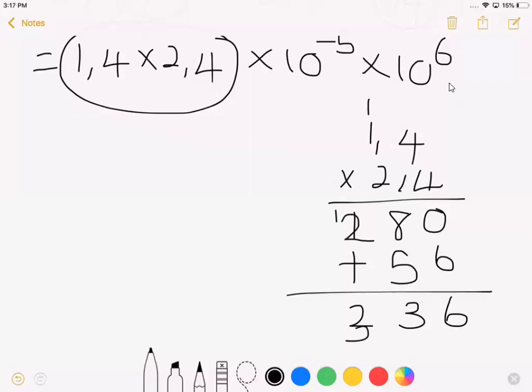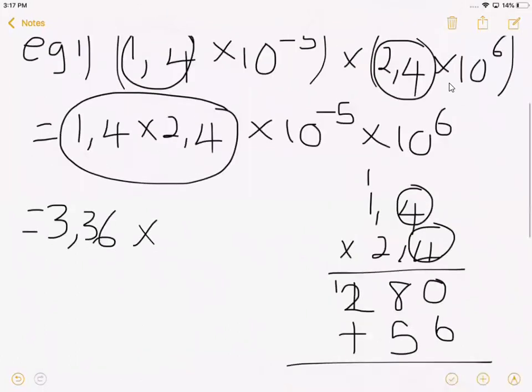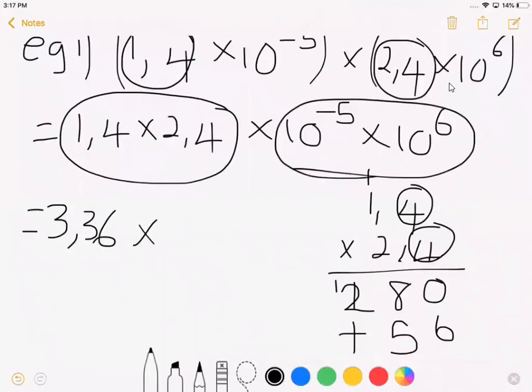I have put how many numbers after the comma altogether? I've got 1, 2. So it's going to be 1, 2. The answer is 3,36, which is equal to 3,36 multiplied by 10 to the power of minus 5 multiplied by 10 to the power of 6. We did law number 1, where we said when you are multiplying the numbers that are in the same base, what do you do to the powers? You add the powers. So that is what is going to apply here, which is going to give you 10 to the power of minus 5 plus 6, because the base is the same.